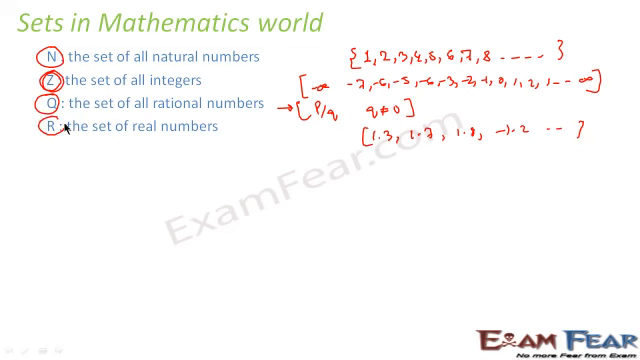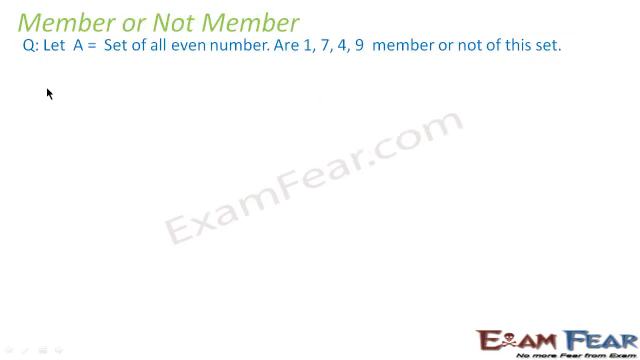So please make a note of all these letters N, Z, Q, R. We'll be using this in our next chapters. To clear our concept on sets, let's do some more examples. We say A is the set of all even numbers, and now we have to find whether 1, 7, 4, 9 belong to this set or not.